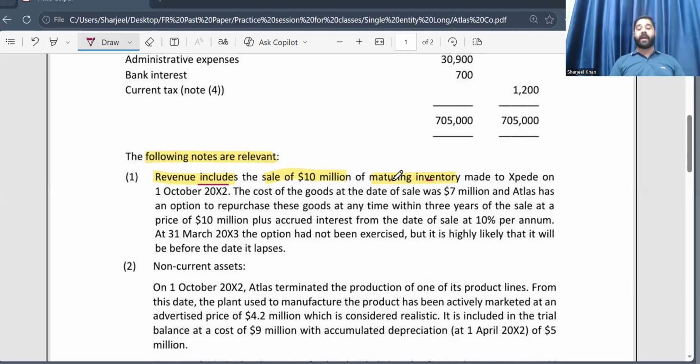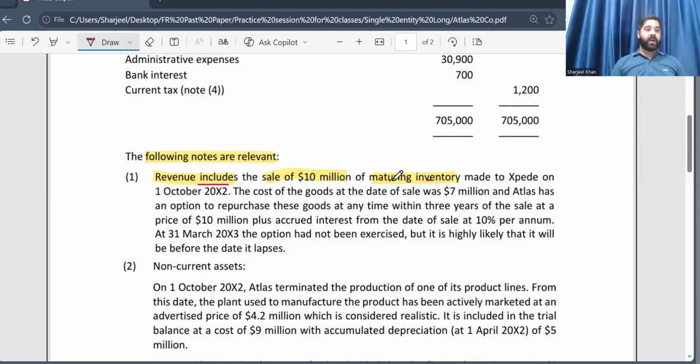Let me repeat it once again. Maturing inventory is that inventory which has a long shelf life. And normally companies use maturing inventory in a repurchase agreement, where no control of inventory is transferred and no performance obligation is satisfied. Therefore the company cannot recognize revenue on the sale of maturing inventory. They will treat the amount received as a loan and they will charge interest cost in the statement of profit or loss.